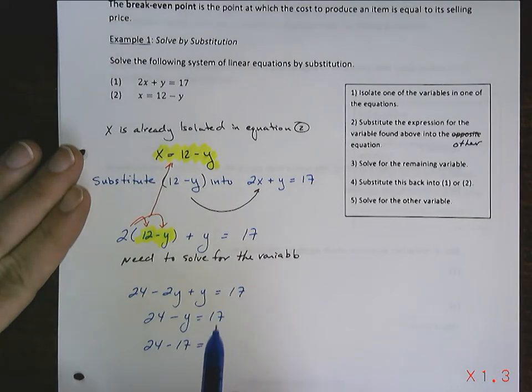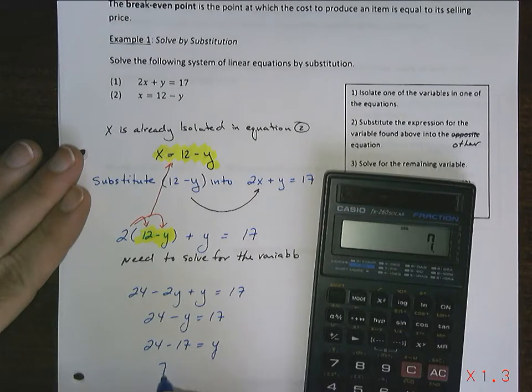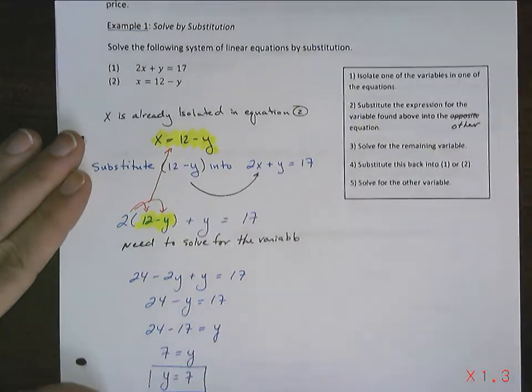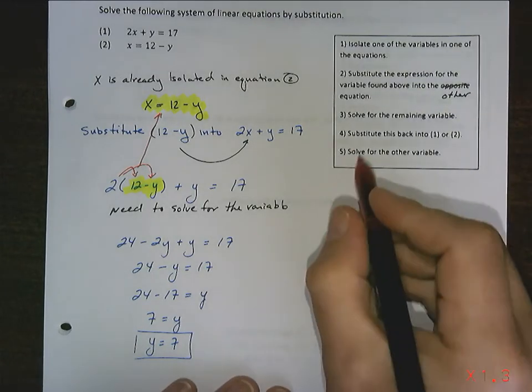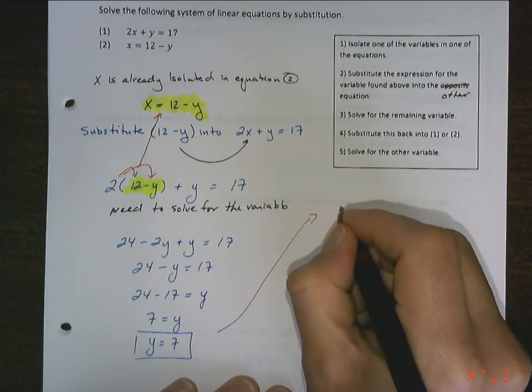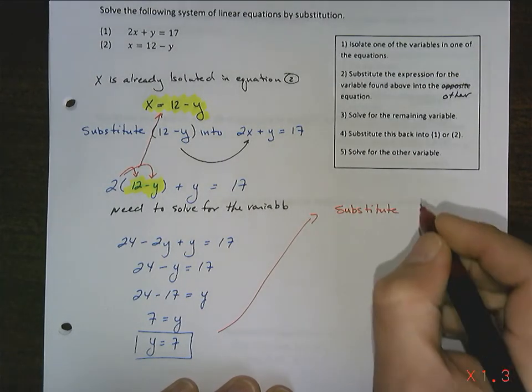I brought the y over here. I brought the 17 over here. I'm going to use a calculator so I don't make a mistake. And I'm going to rewrite it in a way that I like to see it. So I now know that y equals 7. You're halfway done this question. You know what y equals. The question is now, what does x equal? So what we do next is we're going to substitute. We're going to substitute y equals 7.